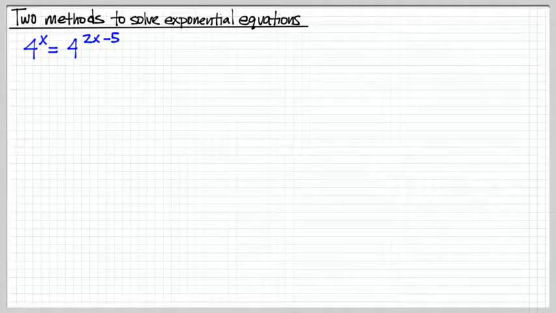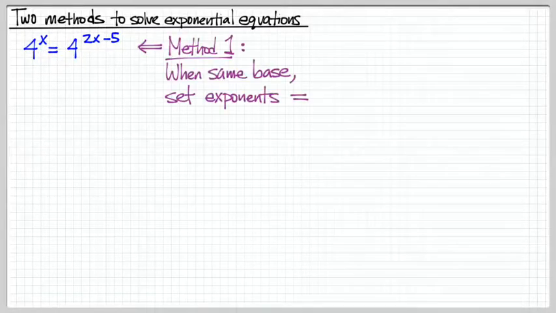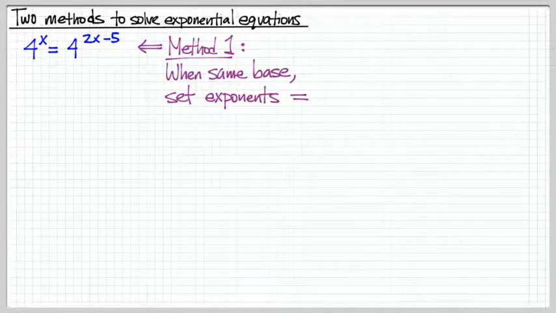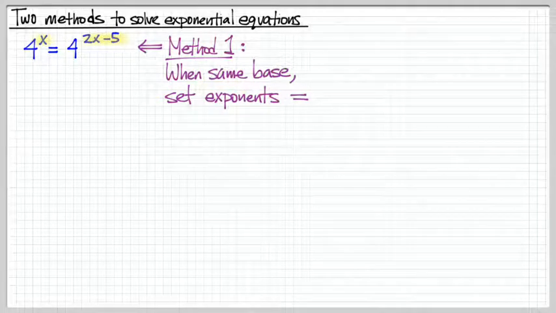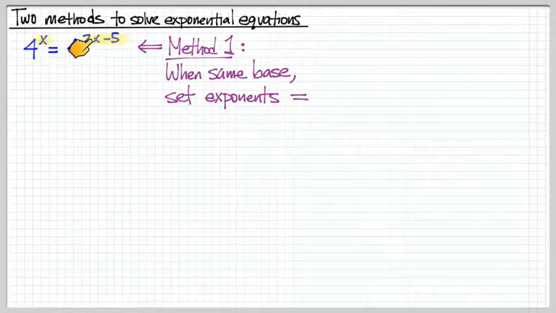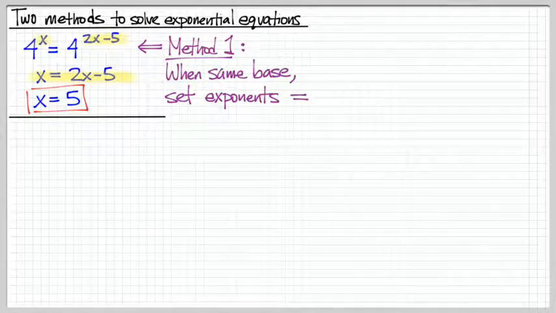Method number one. In this case, we have an exponential function. We have two exponents here, actually. And method number one is when they have the same base, it's quite straightforward. All we need to do is set the exponents to be equal to each other. And that kind of makes sense. When the base is the same, if the exponents are the same as well, then we have a true equation. So we can reduce this equation to x is equal to 2x minus 5. That's super straightforward to solve: x is equal to 5.